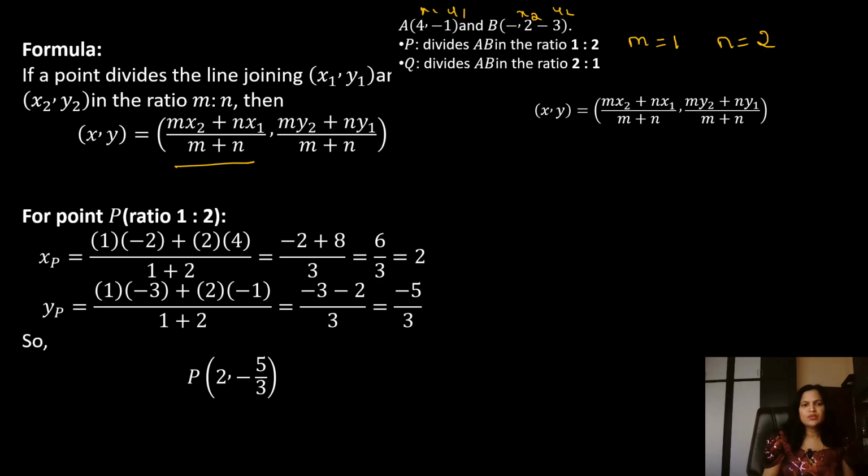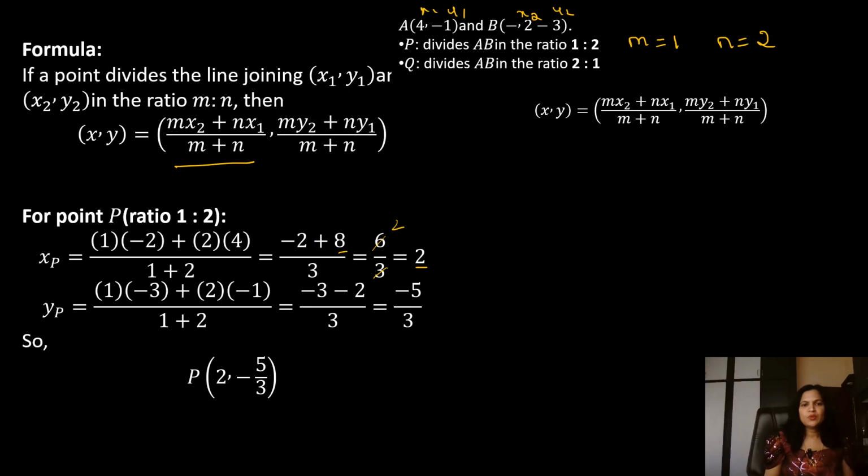1 plus 2 denominator. So multiply these two. 1 into -2 is -2 plus 2 4s are 8. 8 divided by 1 plus 2 is 3. 8 minus 2 is 6. 6 by 3. 3 ones are 3, 2s are 6. That's why answer is 2. Xp is 2. Yp. Okay.